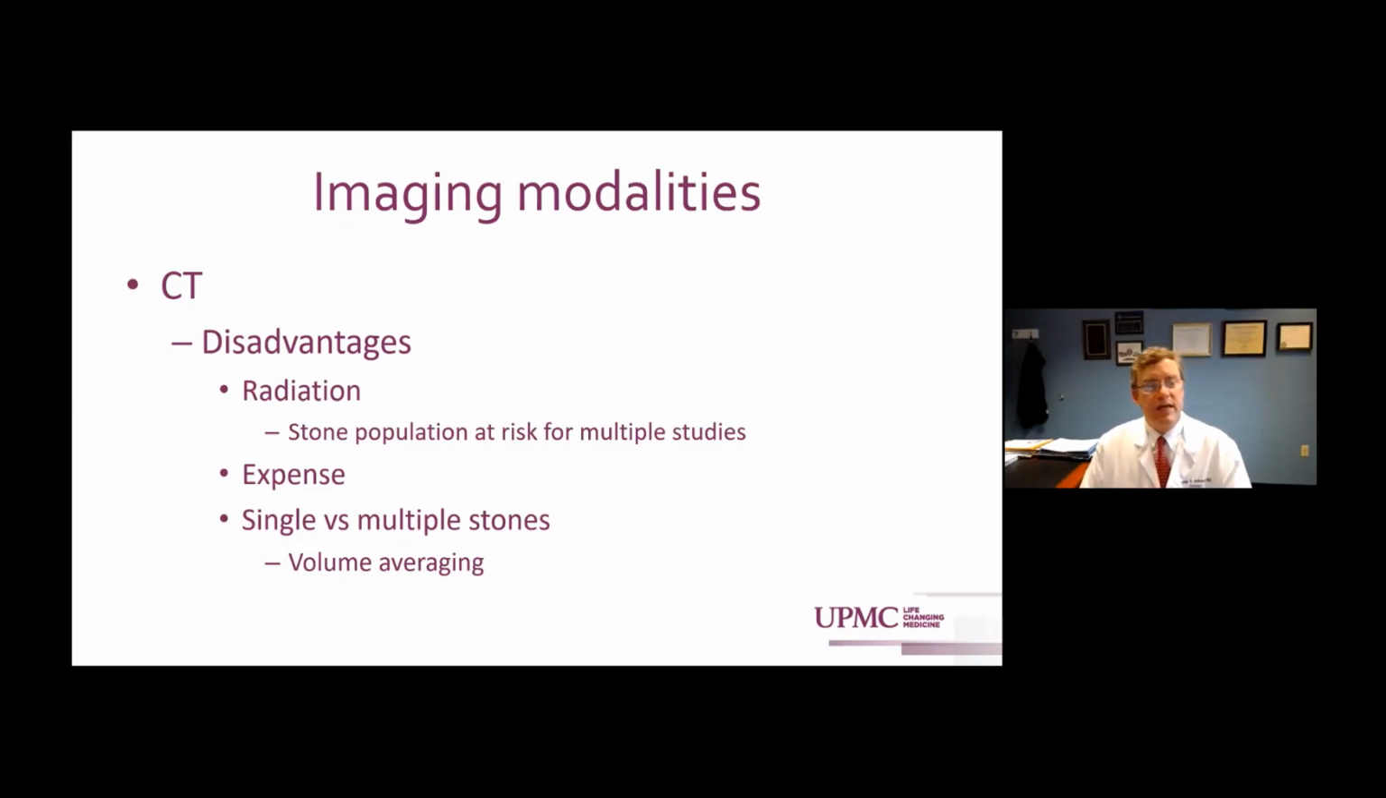And not only the radiation of the single study, but the radiation of multiple studies, because this stone population is at risk for repeat studies, both during a single episode and then during multiple stone episodes during their lifetime. So it would be useful to try to decrease that. From an expense point of view, also, that's something that you have to consider. It's certainly a lot more than ultrasounds or KUB x-rays.